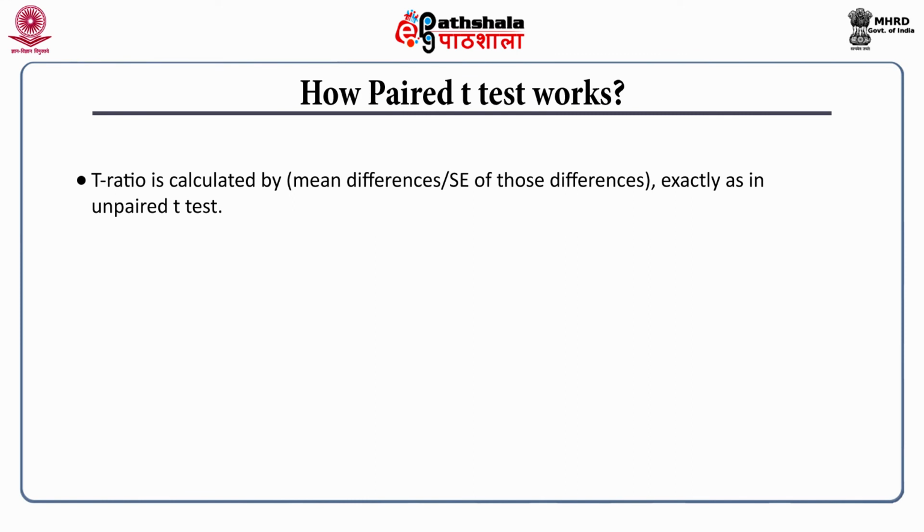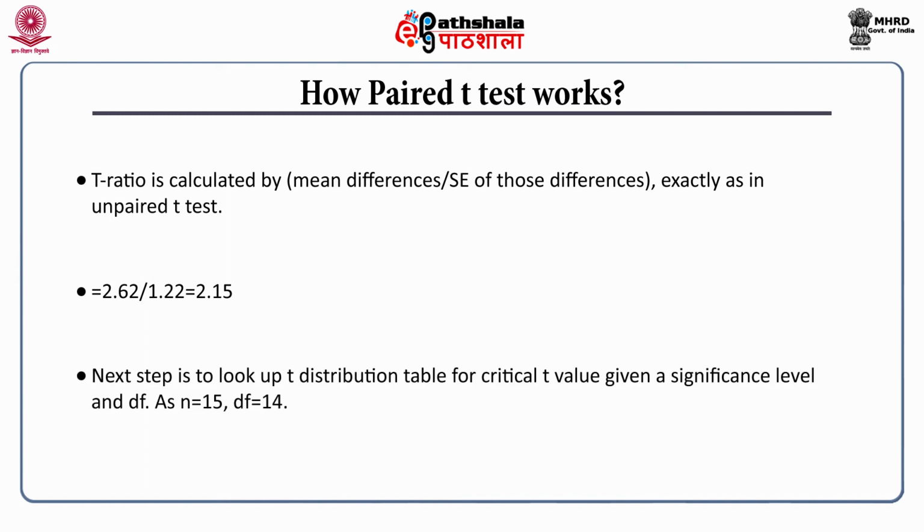The t ratio is calculated by the formula: mean difference divided by the standard error of the mean of the differences, exactly as in the unpaired t-test. So the mean difference here is 2.62, divided by the standard error of the mean of the differences, that is 1.22. So 2.15 is our t ratio.